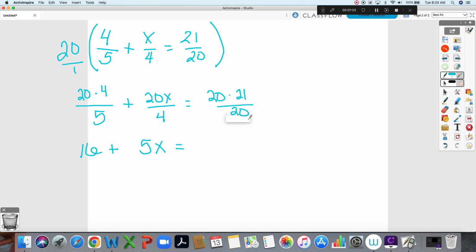When I look at this last part, if it's easier for you to think of this as a 20 with a 1 under it, as two separate fractions we're multiplying here, we can write it that way. You don't have to include that 1 if you don't want to. What can I cancel out here? The 20s. And then I'm left with just 21 over 1, or 21. Those cancel out.